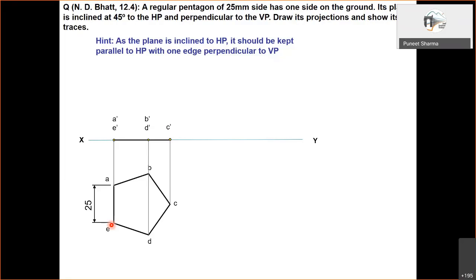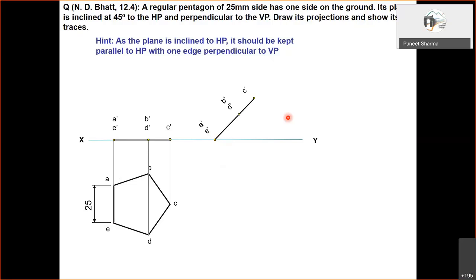Let us see this second diagram. When we have changed the orientation, we did not change the location of this point. It is remaining here only. In the next step, this is remaining here only. So you see this point actually is representing an edge, and that is why this edge represented by this point is still on the horizontal plane.